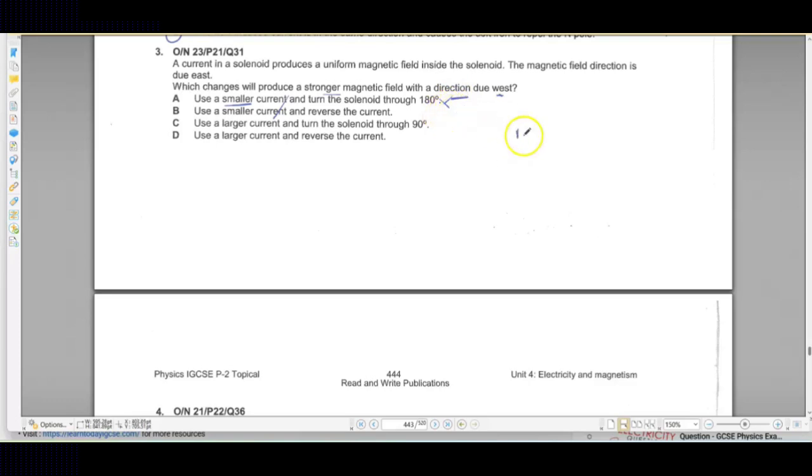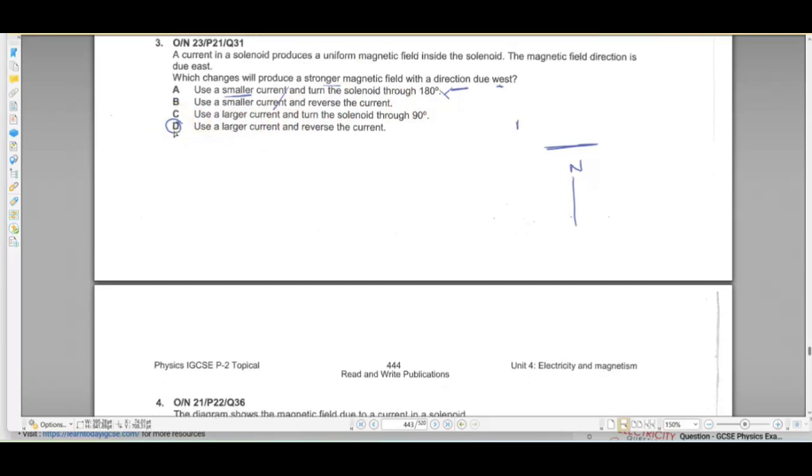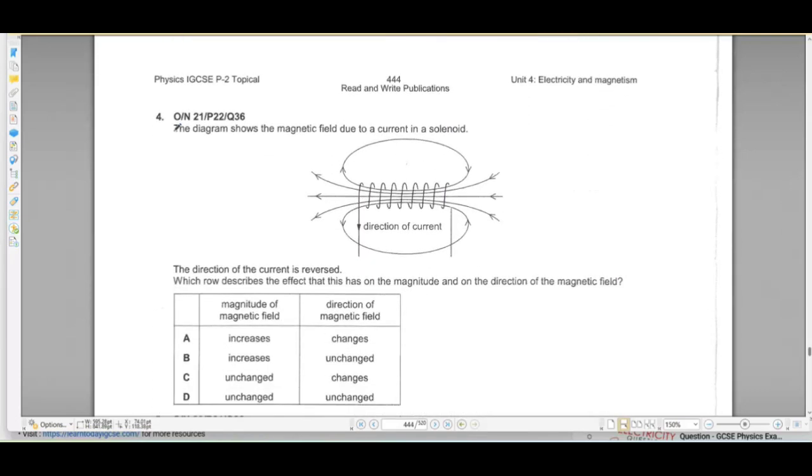It is in this direction. So if you change it by 90 degrees, it would be in the north direction and it won't be due west. So you've got to change it by 180 degrees, which means you've got to change the direction of the current. So using a larger current and reversing the direction is going to solve our problem. Okay? So D is the correct option.